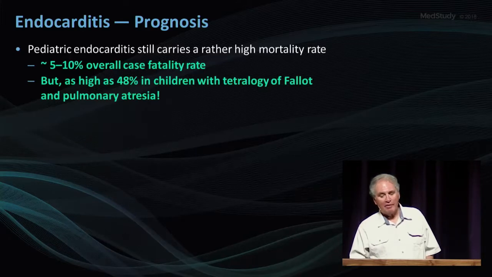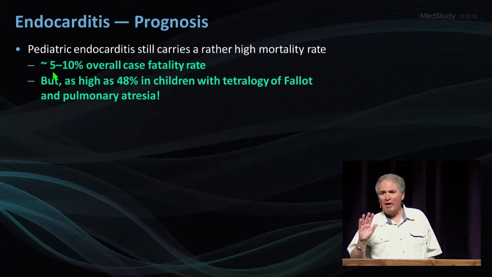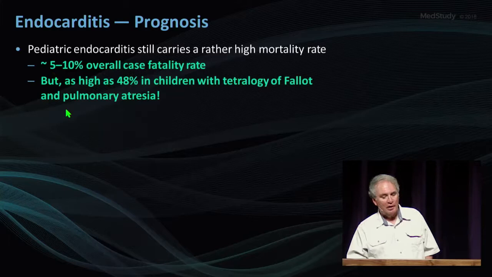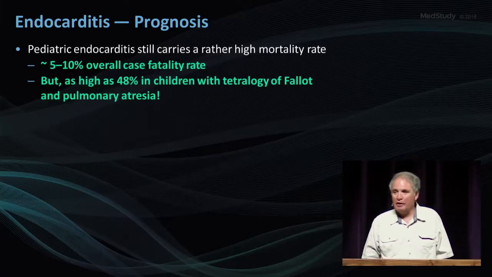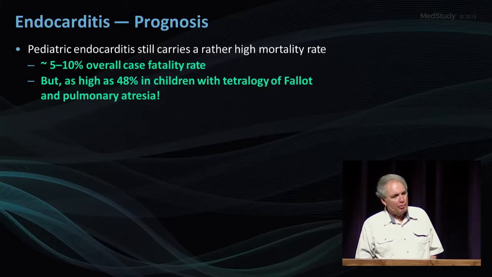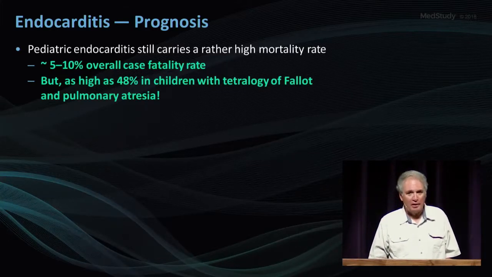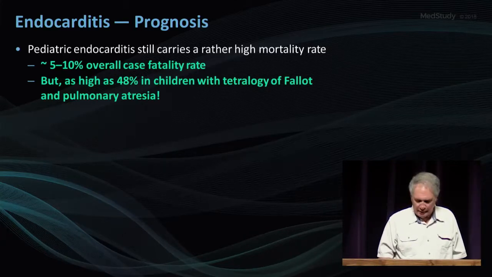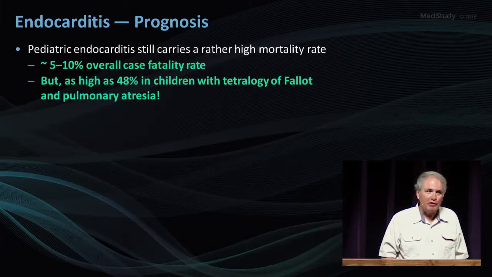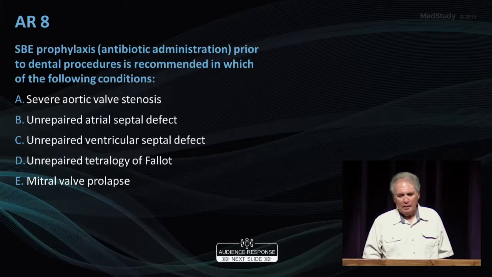Endocarditis still has a rather high mortality rate, overall about 5 to 10% in the pediatric patient, but beware of children with tetralogy of Fallot and pulmonary atresia who present with endocarditis. They may have as high as a 48% mortality rate. So this is a real serious condition, and there is mortality associated with it, even if you do the best job you can possibly do caring for them. Okay.